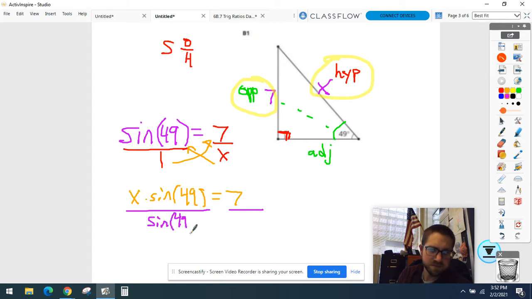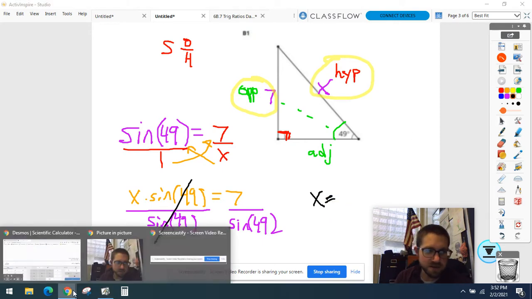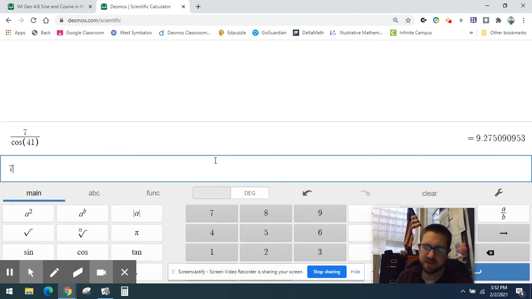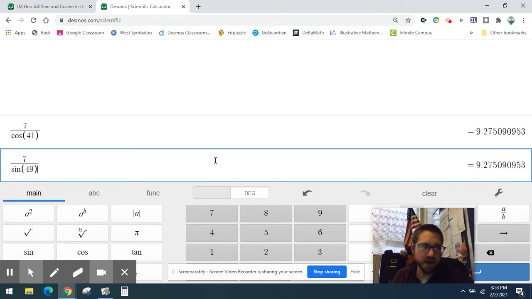So if I do this division, what will it be? He wonders aloud. Those go away. And x is equal to, drum roll please, 7 divided by sine of 49.